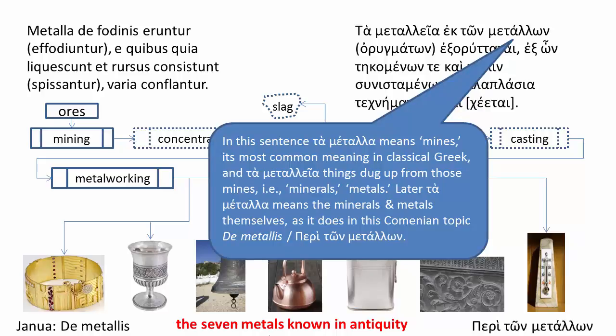In this sentence, ta metalla means mines, its most common meaning in classical Greek, and ta metallea, things dug up from those mines, that is, minerals, metals. Later, ta metalla means the minerals and metals themselves, as it does in this Comenian topic, de metallis, peri ton metallon.